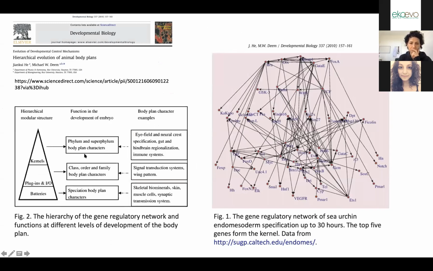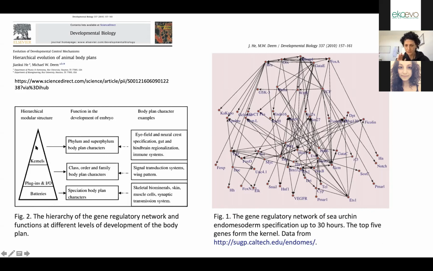This is the conclusion. This is the figure of Wray and Dean: hierarchical evolution of animal body plans. What they offer is a hierarchy of the gene regulatory network and its functions at different levels of development of the body plan. They gave this figure showing a hierarchical modular structure.